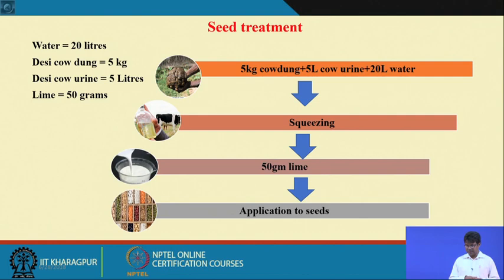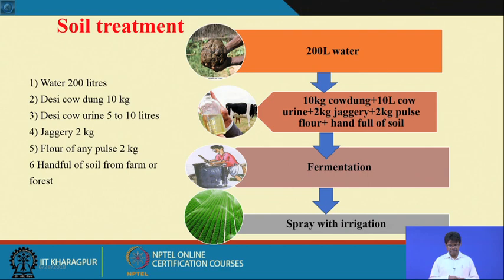For soil treatment, we can take 200 liters of water with 10 kg desi cow dung, 5 to 10 liters desi cow urine, 2 kg jaggery, 2 kg flour of any pulse, and a handful of soil from the farm or forest. These are mixed together in the 200 liters of water. The pulse flour and jaggery serve as food for the growth of beneficial microbes, and soil is also added there. This mixture can be filtered, fermented, and then applied with the irrigation water to the crop field.